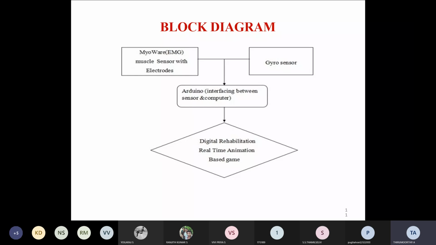The electromyography and gyro sensors are connected to the Arduino. The Arduino is the interface between the sensors and the computer. The electrodes are connected to the body, and when we move our hand left or right, the game is controlled by the movement of the body. Moving means the car is moving to the left and right.